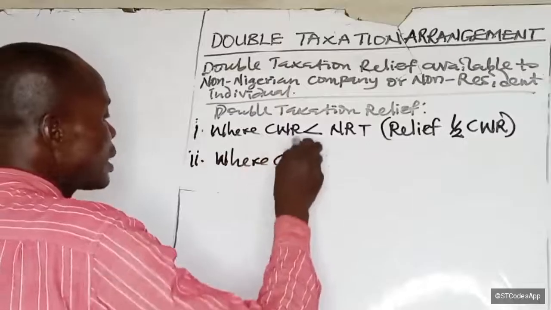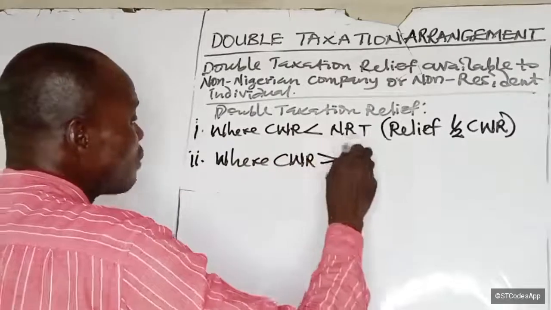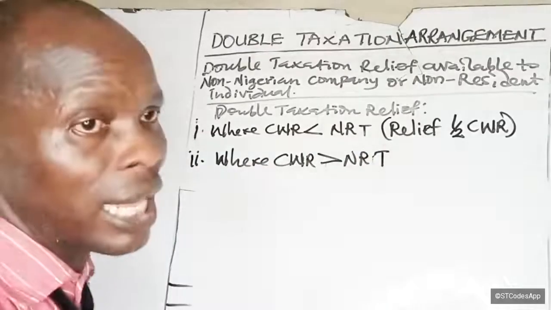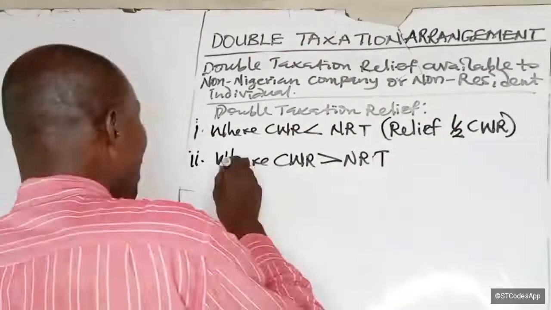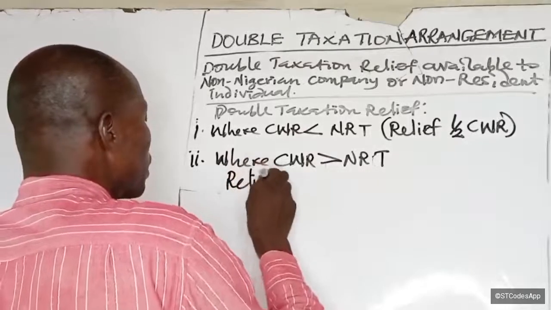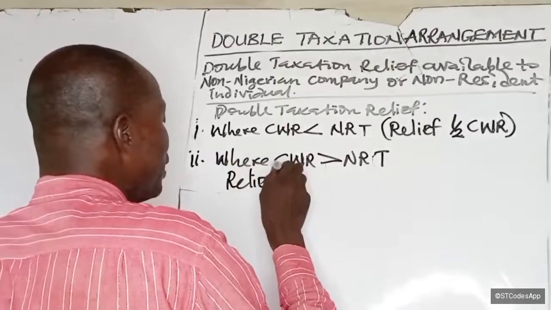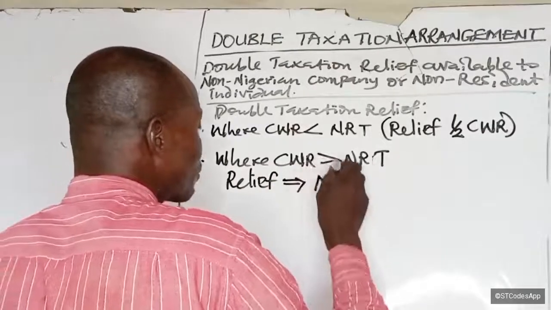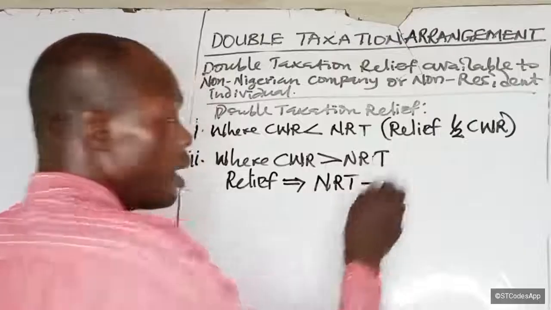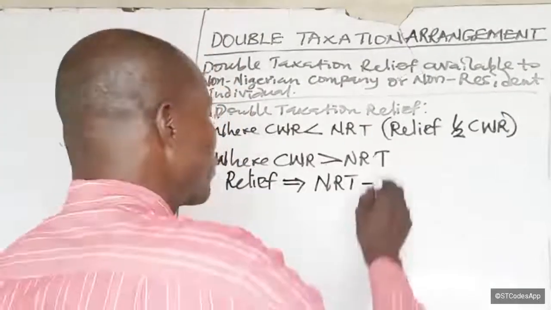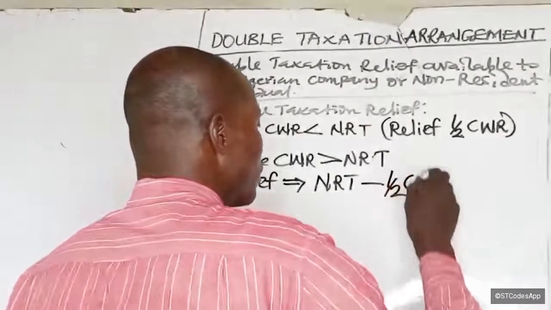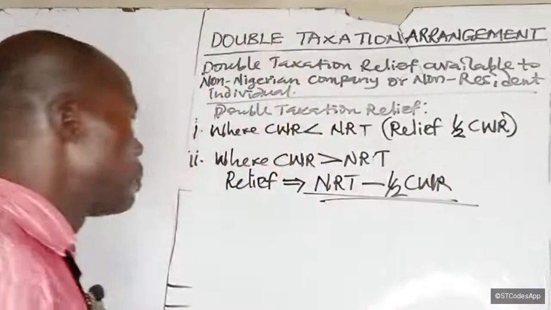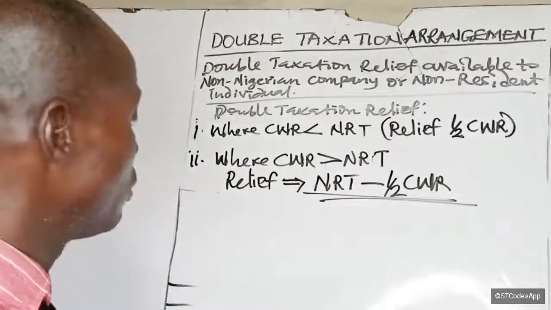Number two, where the Commonwealth rate of tax is greater than Nigeria rate of tax, relief shall be Nigeria rate of tax minus half the Commonwealth rate of tax. So this is the double taxation relief available.